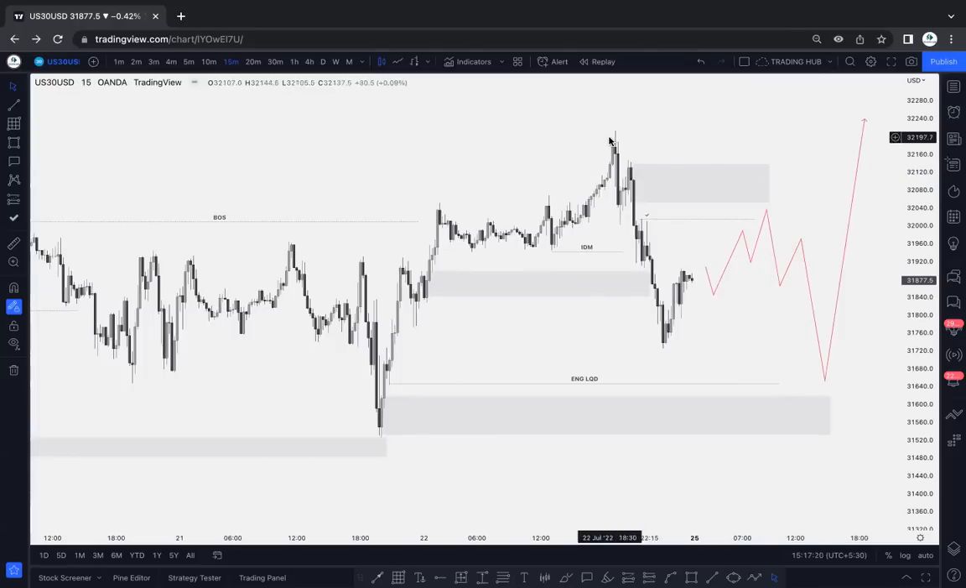Because above this there is no unmitigated order block. Sure. The main thing is to take out the liquidity, take out the high or low, not the order block. The order block is additional confluence. I don't take the order block as primary. I always wait for the inducement to be taken out.